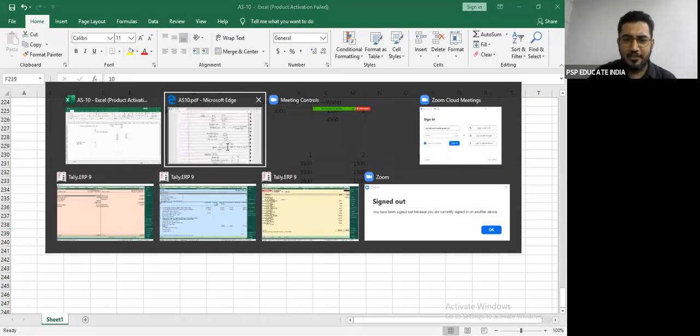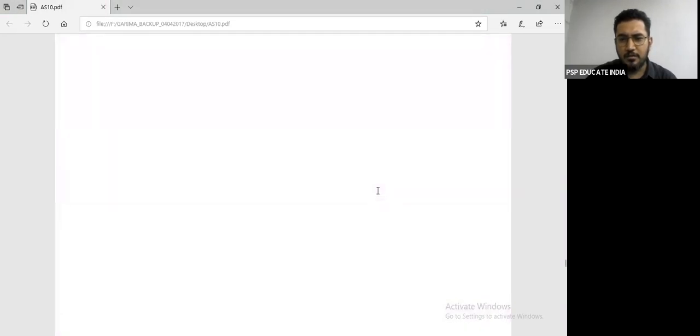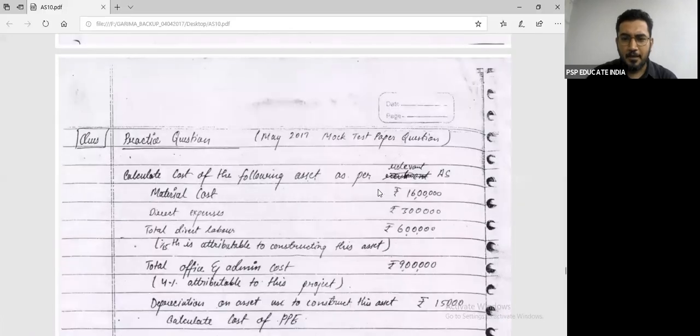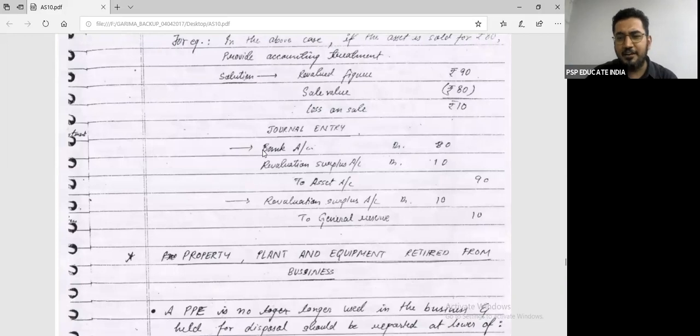Okay, see what they have given. Loss on sale is 10. So your sale entry will be: bank account debit 80, revaluation surplus account debit 10, to asset account 90. The remaining balance of 10 in the revaluation surplus will be closed and transferred to the general reserve account. So it is revaluation surplus account debit to the general reserve account.